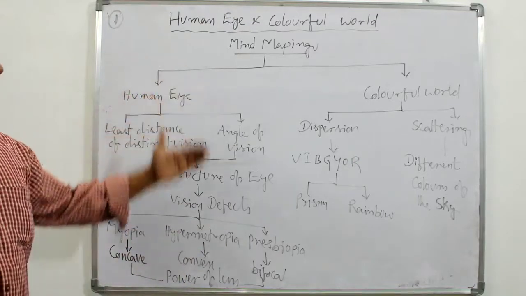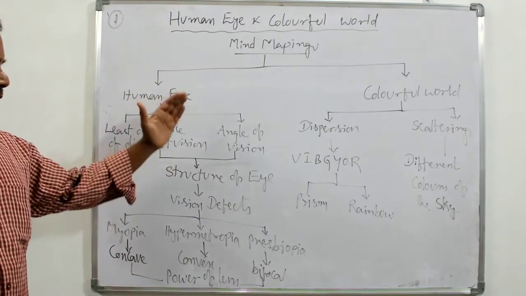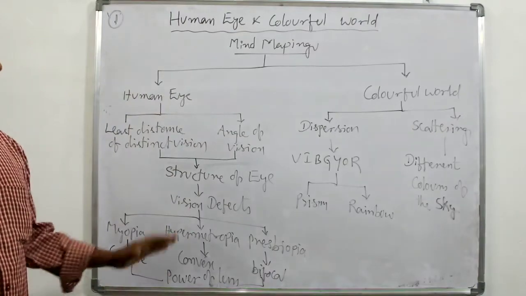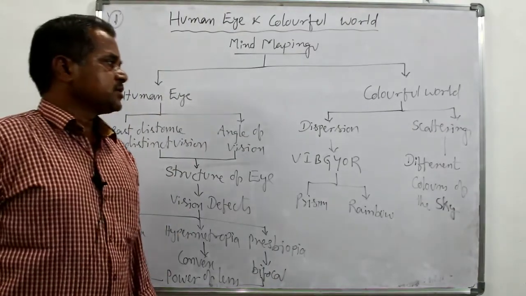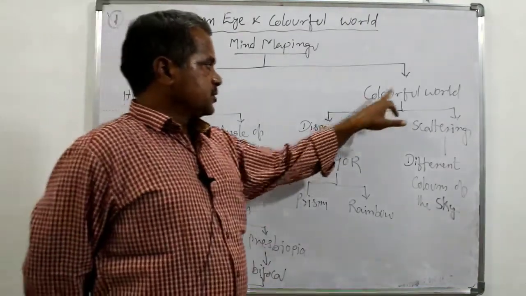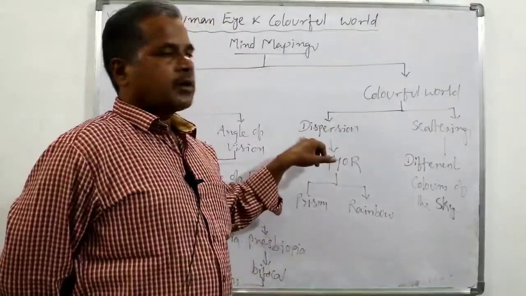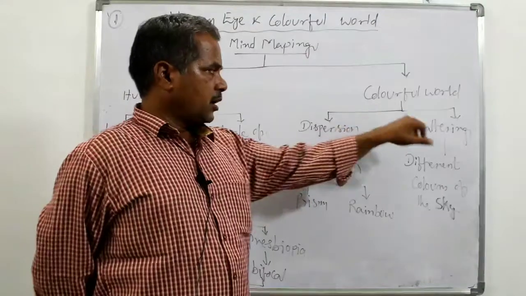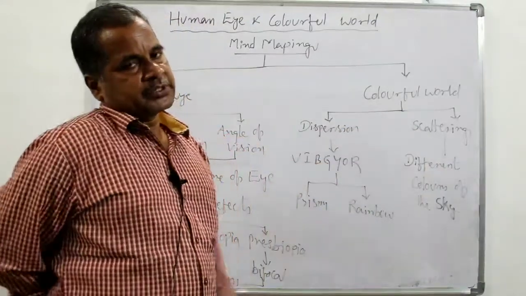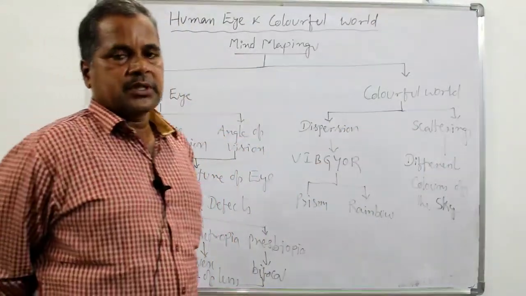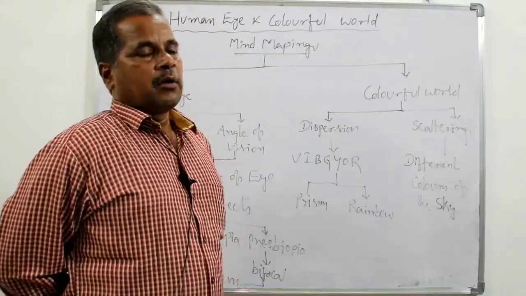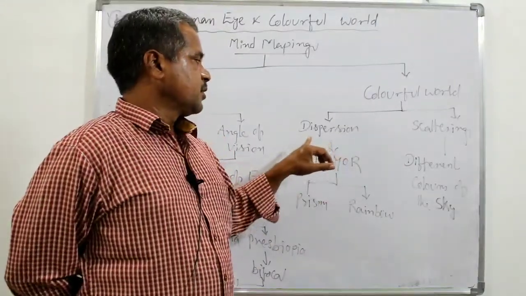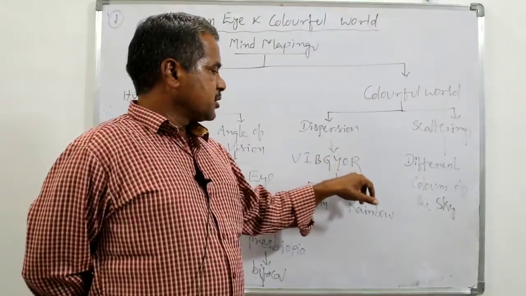This is the one phase, and the second part is Colorful World. In this part we are going to study light phenomena such as dispersion and scattering. Dispersion and scattering both are properties of light energy, and also how the Vibgyor is formed.